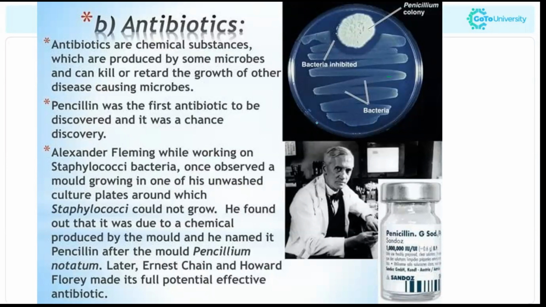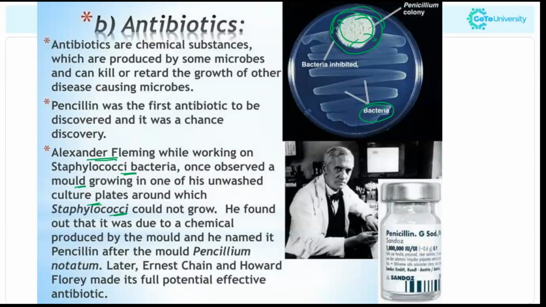So antibiotics: the scientist Alexander Fleming was working on Staphylococcus bacteria, and he observed a mold growing in one of his unwashed culture plates around which staphylococci could not grow. Here you can see this is a Penicillium colony, a fungus, and around that particular area he saw a zone where no bacteria were found. That means he found out that something produced by this Penicillium inhibited the growth of bacteria.